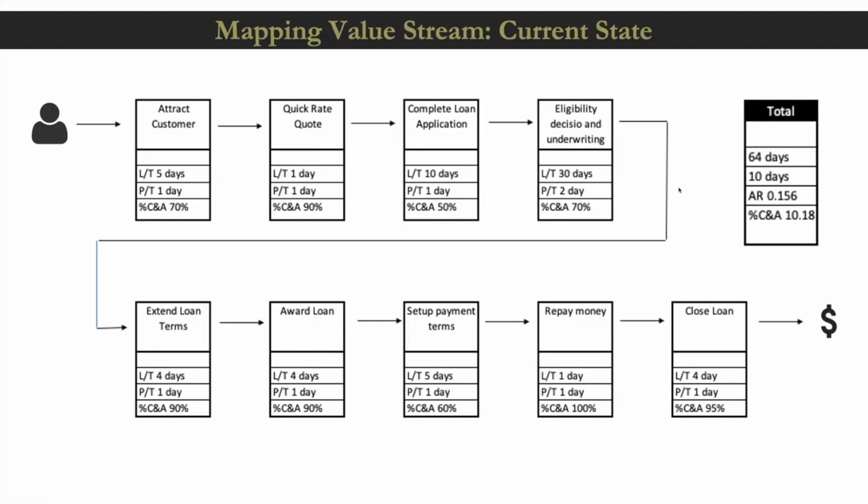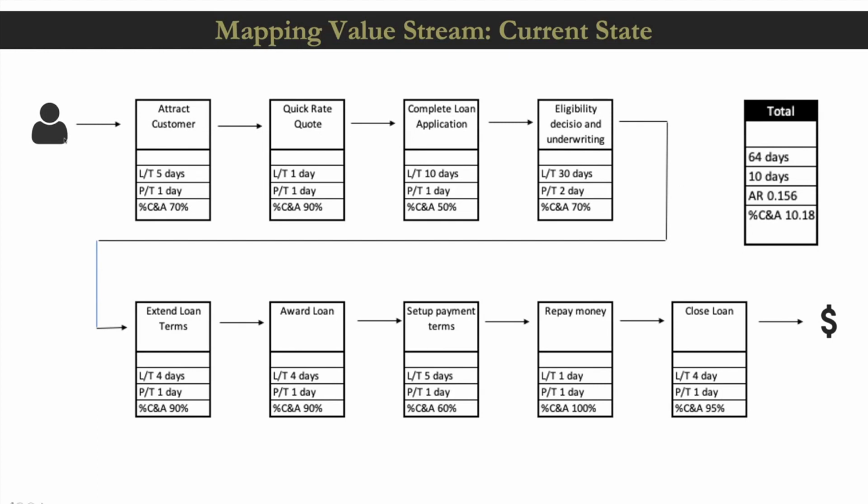Here's an example of the consumer banking loan application, and I started to put this together and also started to capture the current state. The values are all made up. The metrics that you look at for every single step, it's all made up, but it's meant to demonstrate how you could easily draw up a value stream current state map.